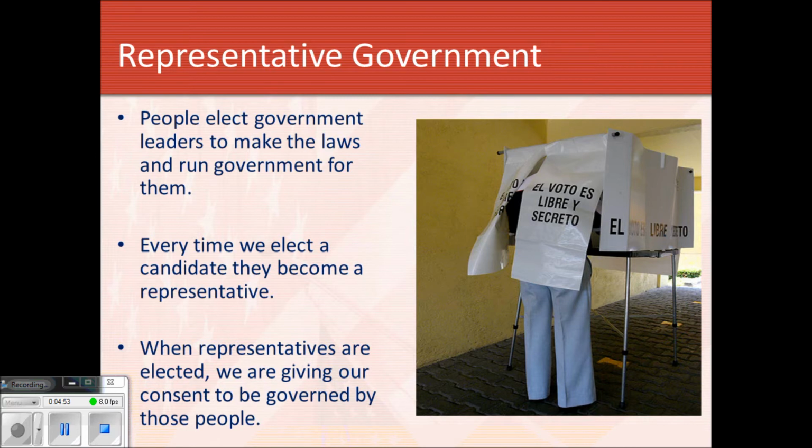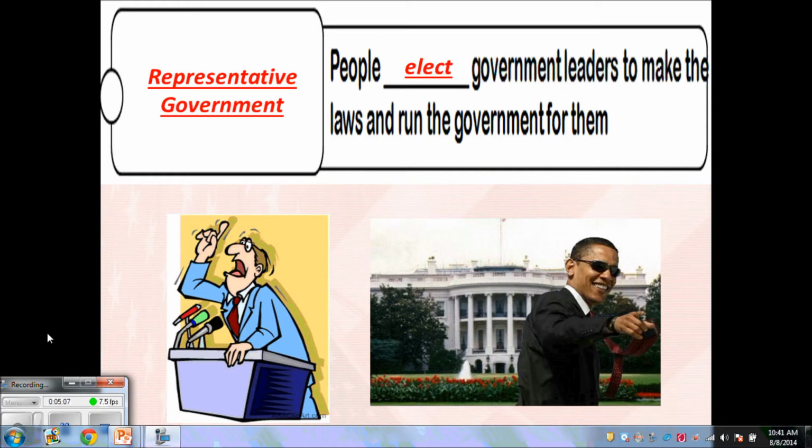Okay, coming back to the term representative government. People elect the government leaders to make the laws and run the government for them. Every time we elect a candidate, they become our representative. When representatives are elected, we are given the consent to be governed by those people. Once again, pause the screen if you need to. Fill this information in with your frame.